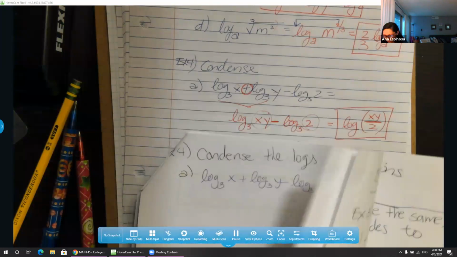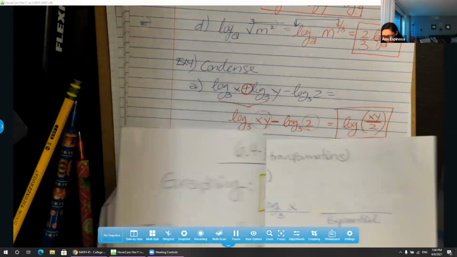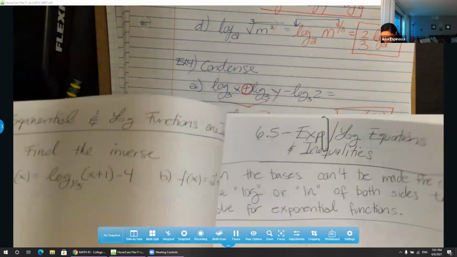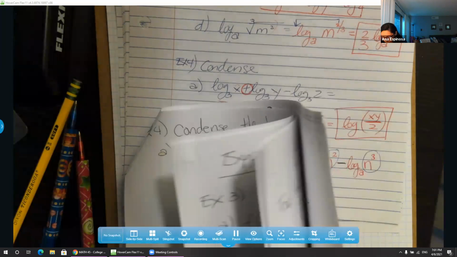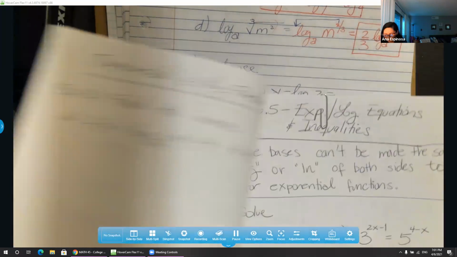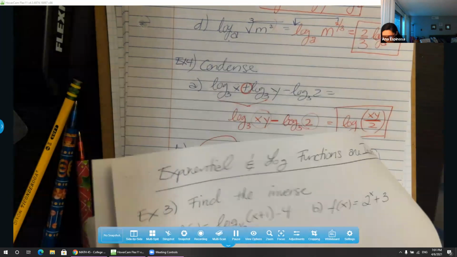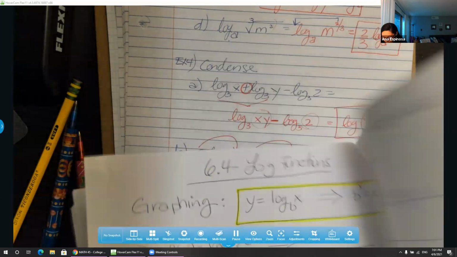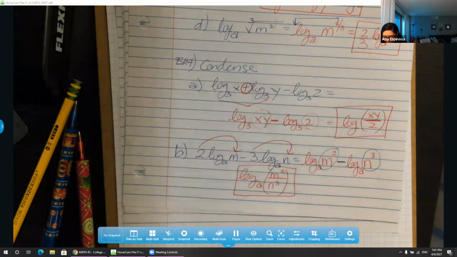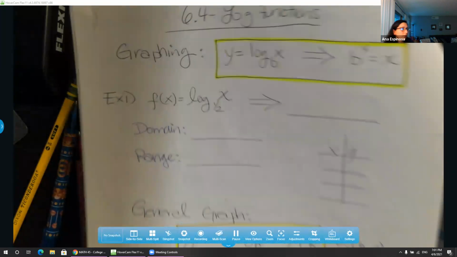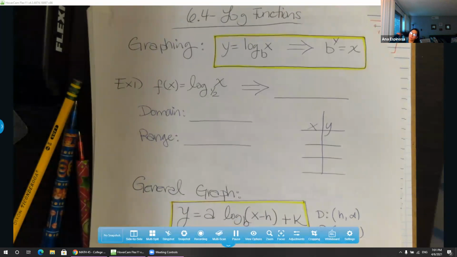I am now going to do 6.4, which is graphing. And then we have solving and one word problem, which is very easy. Okay, again, I'm not doing tens of thousands of examples, but you can get the idea.